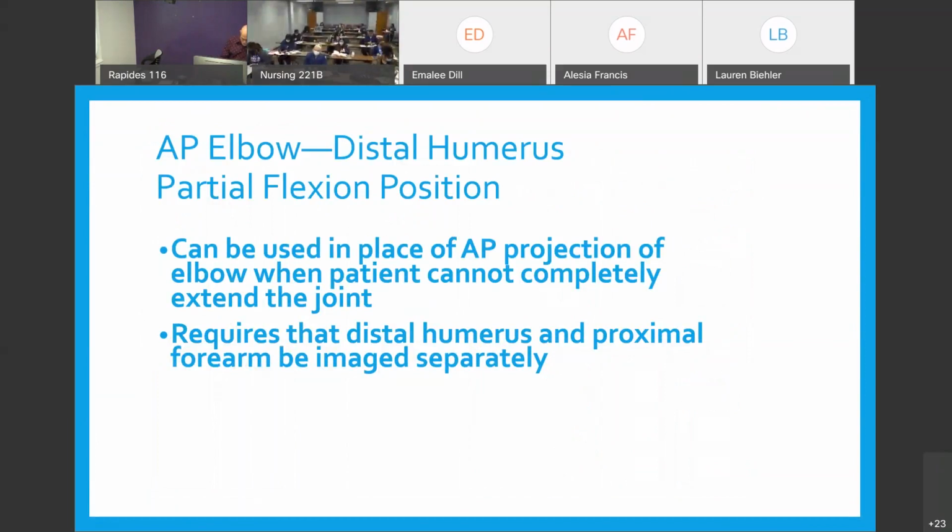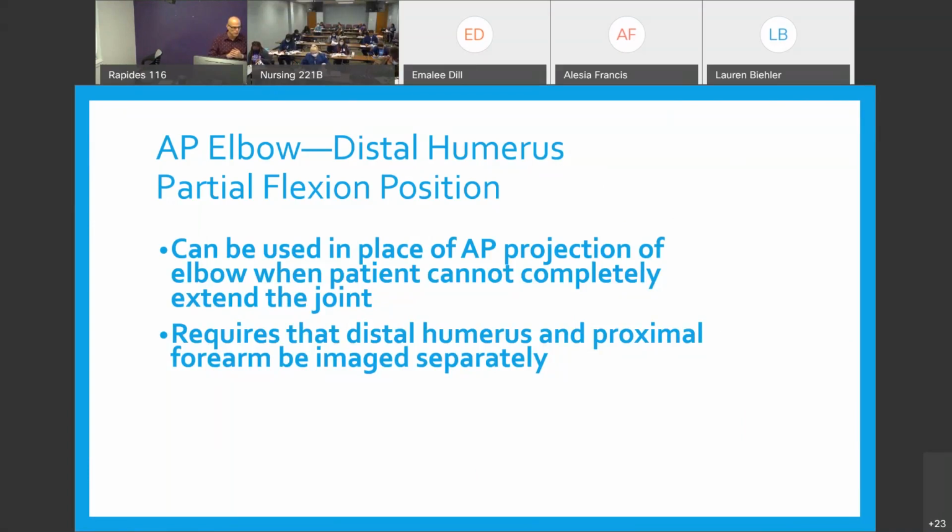Page 200. So let's go back to page 200 real quick. I know I'm running long on this. I said I was going to do short snippets. So I'm on page 200. And what does it say? Distal humerus.